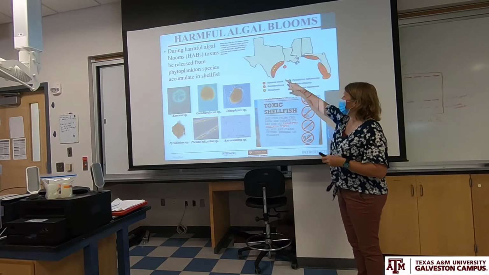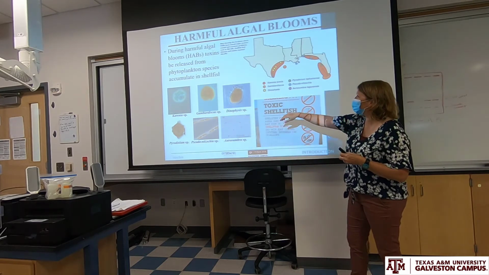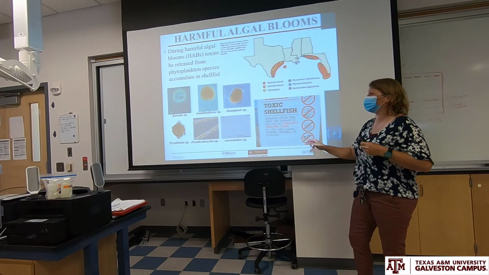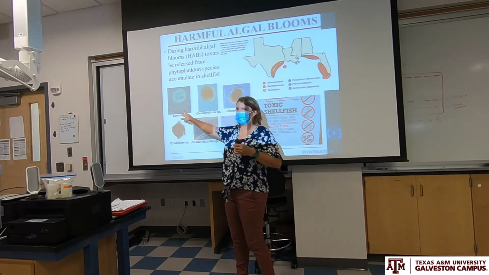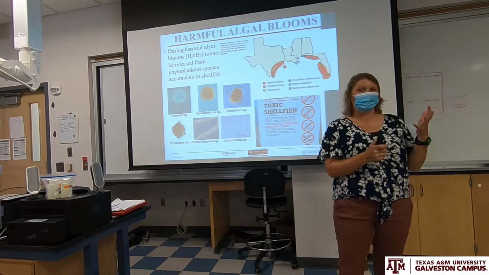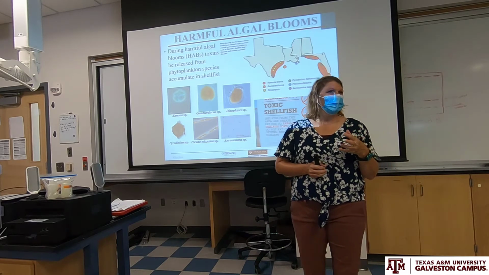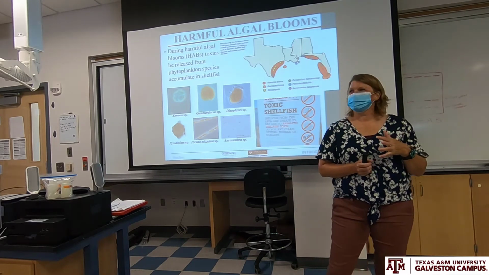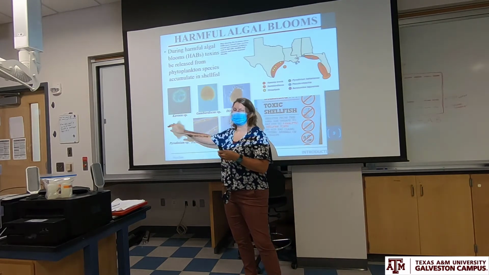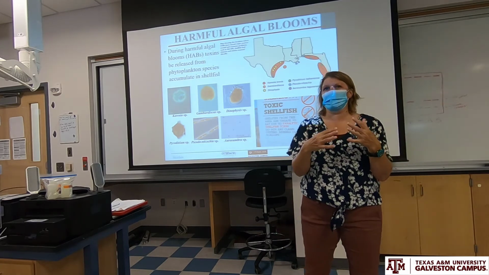So this is showing a map of the Gulf of Mexico, looking at the different genera that are represented in this map. The red areas indicate regions where Karenia brevis is commonly found. Has anybody ever experienced red tide? Been exposed to red tide? Have you ever heard of it? No? So it's when this genus here, Karenia, the species is brevis, is present in really high cell counts.